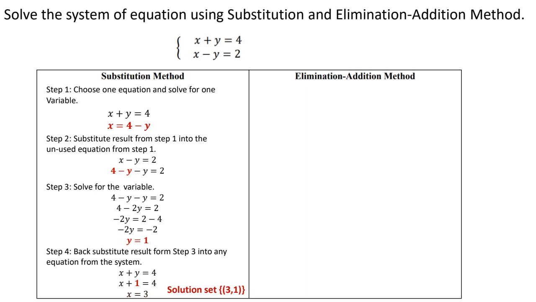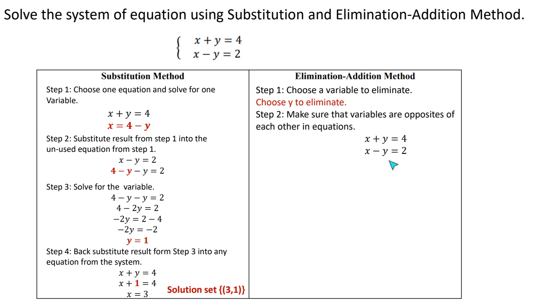Now the elimination method is just another way to solve this. Depending on how the system is already given to us, that's how I determine which method I'm going to use. But you can stick to either method. They should both give you the same answer. So here we pick a variable that we want to eliminate. I'm going to get rid of the y's.